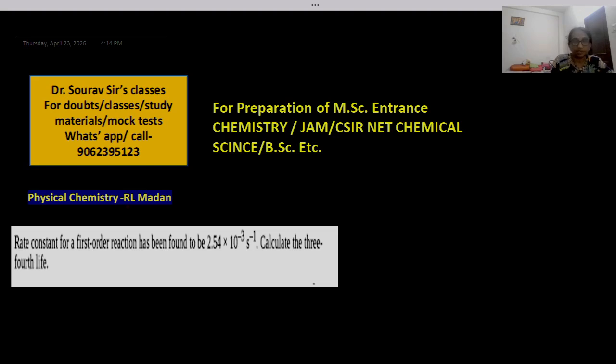Today we are going to discuss problems of physical chemistry from R.L. Madan's book. It is a very popular book for physical chemistry, and you can refer to it for the preparation of the M.Sc entrance exam, JNU exam, CSIR NET chemical, and to complete your B.Sc syllabus.